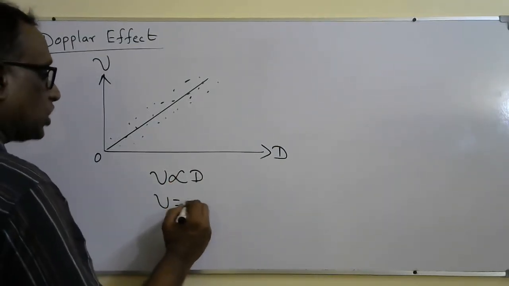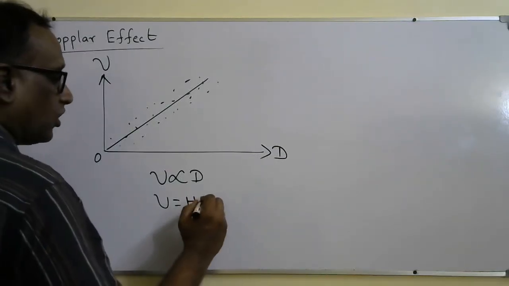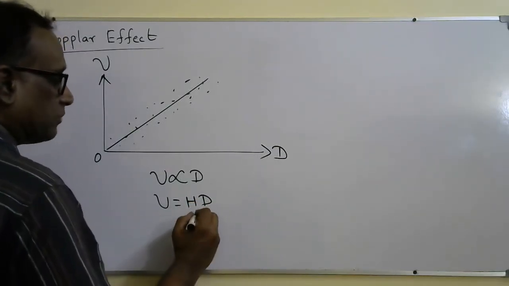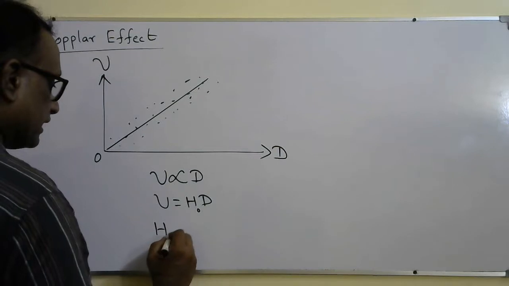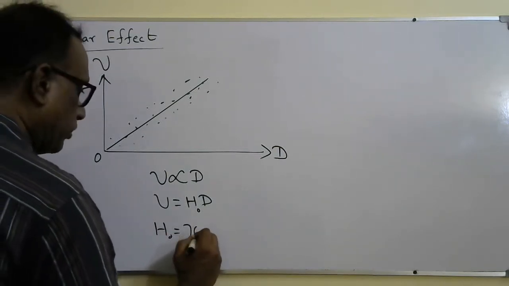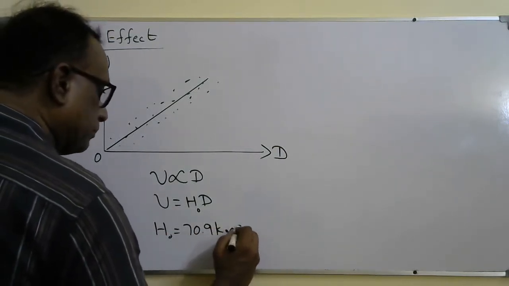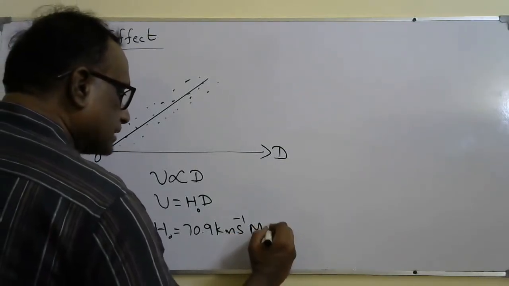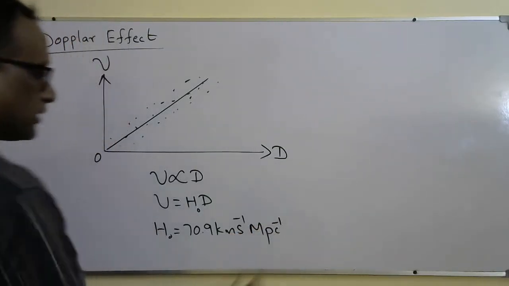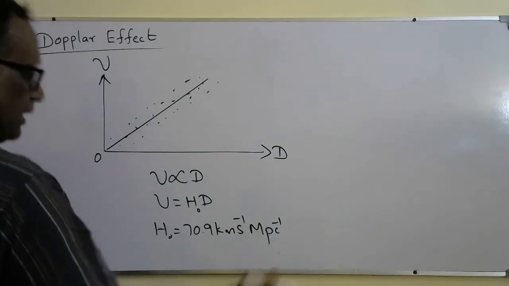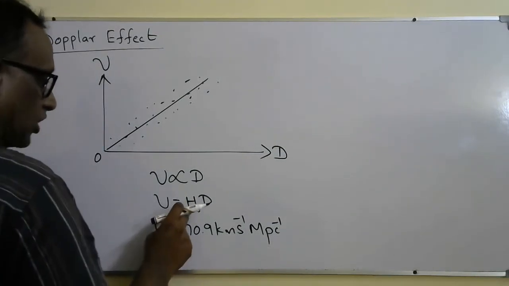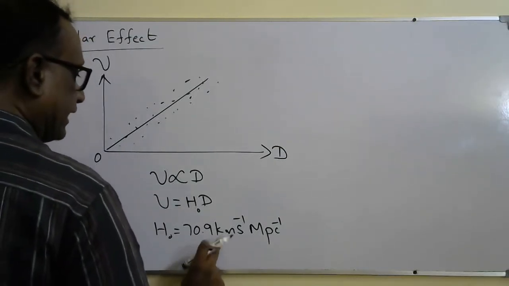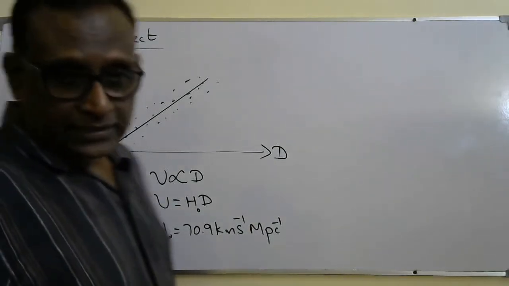So speed equals a constant times distance. Later that constant is called Hubble constant H, or in some books they call H naught. So the value of H naught is almost equal to 70.9 kilometer per second per megaparsec. So the distance was measured in megaparsec. The speed of recession was measured in kilometer per second. So the Hubble constant is in the unit of 70.9 kilometer per second per megaparsec.